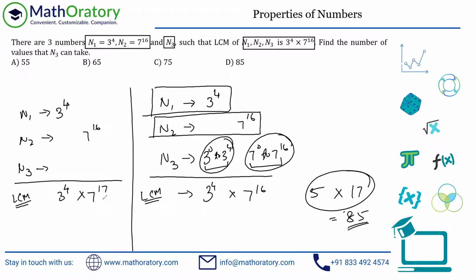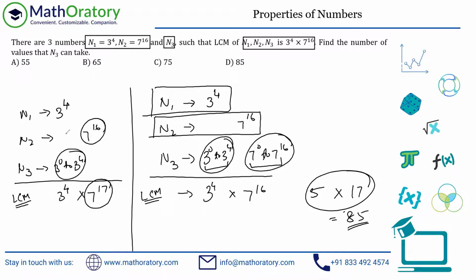Now, in this case, what you will find is, for powers of 3, we already have 3 to the power 4, and the LCM also has 3 to the power 4. So it is the same thing as in the question that we did just now. N3 can have powers of 3 from 3 to the power 0 to 3 to the power 4. Again, we have full flexibility. But here, you'll see that the LCM is having 7 to the power 17.